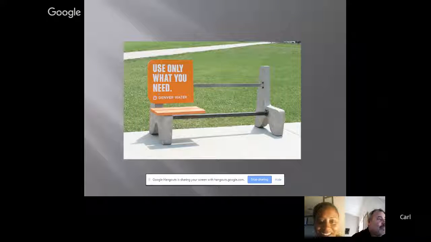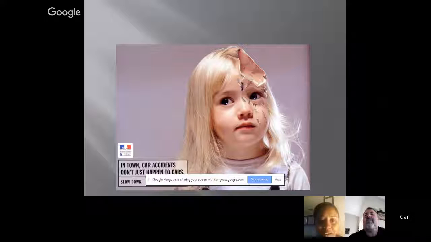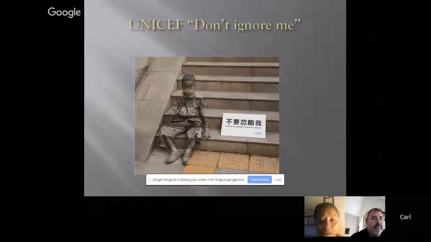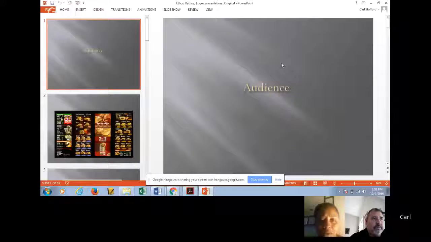And this is the Denver water supply, says use only what you need. You see how it has a little bit right there, the rest of the bench is missing, but it shows that we need to use only what we need in life. It paints that picture for us. In town, car accidents don't just happen to cars. Slow down, stop speeding. These things hit us really hard. Those are just a few examples. All right, communications just got sweeter, shows the keys on the M&M and paints the picture for you. UNICEF, don't ignore me. All these things that we see are examples of ethos, pathos, and logos.